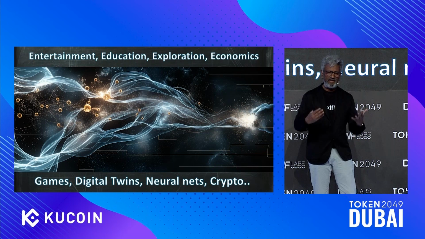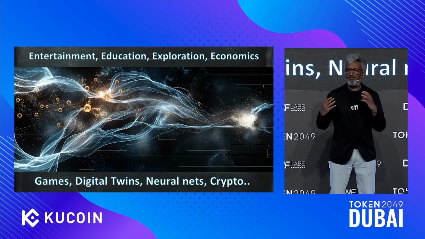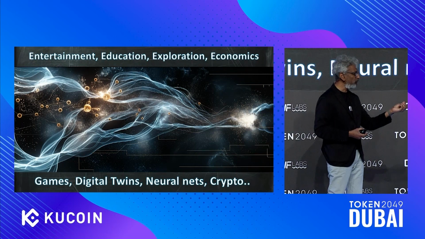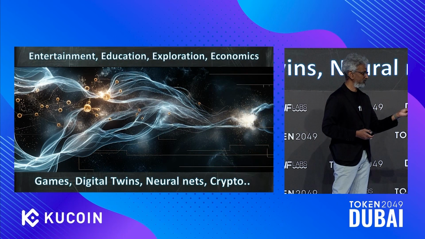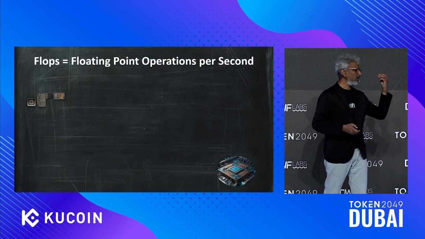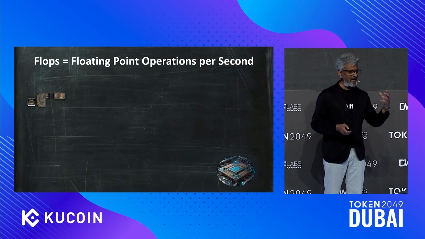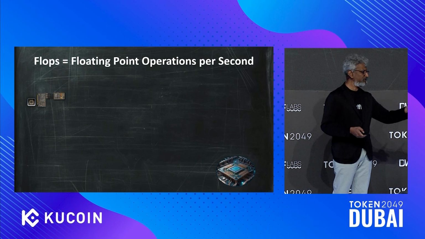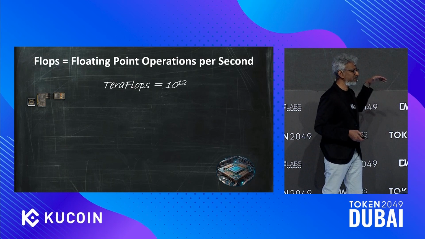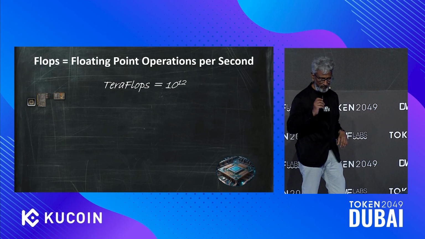So whether it's games, digital twins, neural nets, or crypto, they all depended on this fundamental thing called a floating point operation. That is what we call a flop. I'll give you a sense of the scale of these operations. They're called teraflops. That is 10 to the power of 12, a one with 12 zeros, floating point operations.